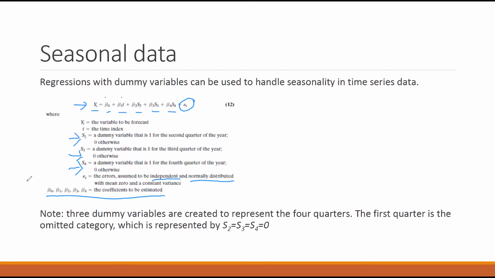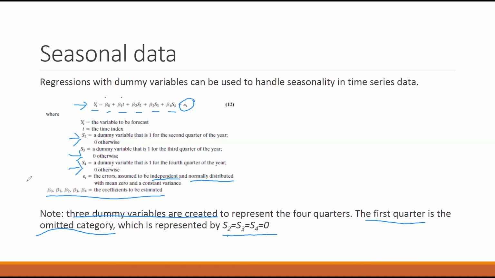And notice that we only created 3 dummy variables because we only need 3. For the fourth one, which is actually the first quarter in our data, we're gonna designate that as the omitted category, and that can be represented by S2, S3, S4 all equal to 0, which means when all the dummy variables are taking value of 0, then that is the first quarter, right?